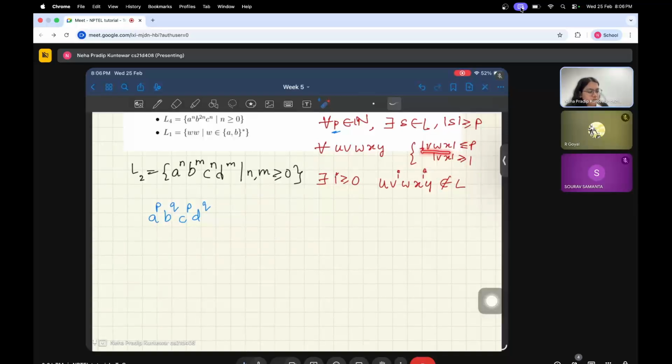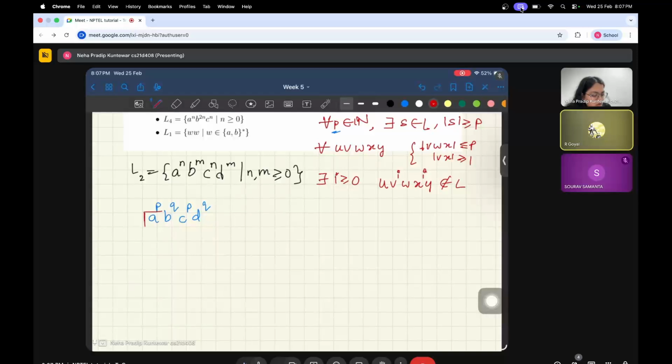So vwx can either contain only c's, or it will contain some b's and some c's, or it will contain some c's and some d's. That's all. Yes, there would be a finite number of cases that helps the analysis. If u is null, then the entire vwx will be confined to a's only, and if I pump more v's and x's, that will unbalance the entire string.